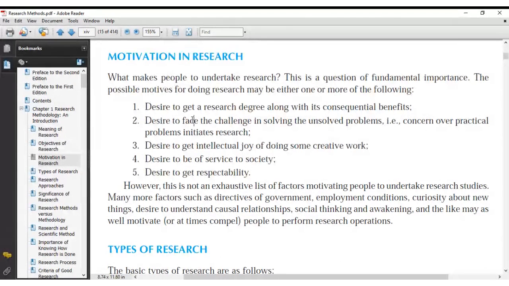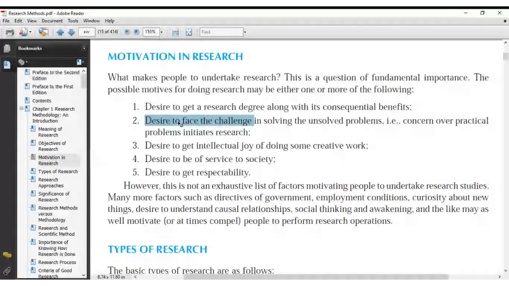Then number 2, the desire for adventure. Okay, the desire for adventure, or the desire to face challenges. There are people who do research so that they can come up with solutions for existing problems. Okay, so for instance, in the semester when you're going to be doing your research project, you're going to be trying to solve a real world problem. So you go out and research so that you can come up with a solution for a real world problem. So that is the desire to solve a problem.